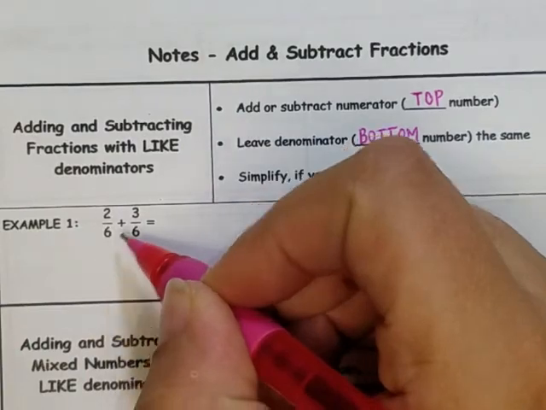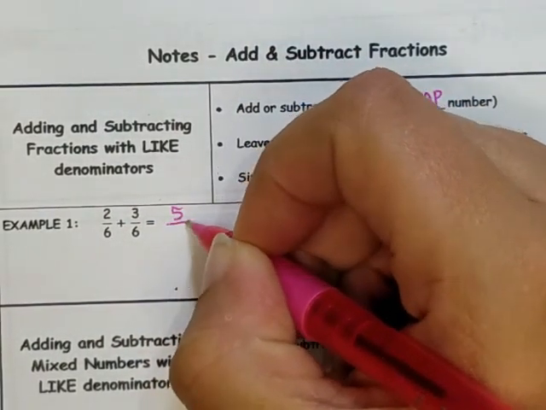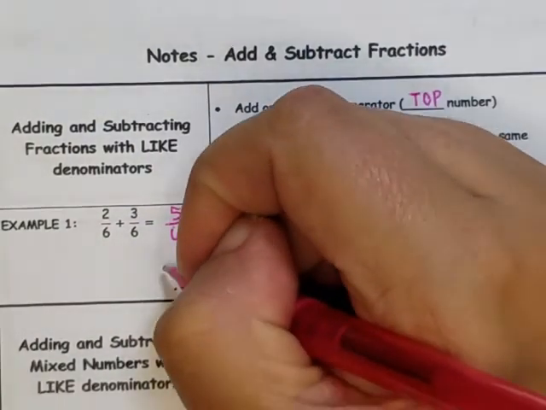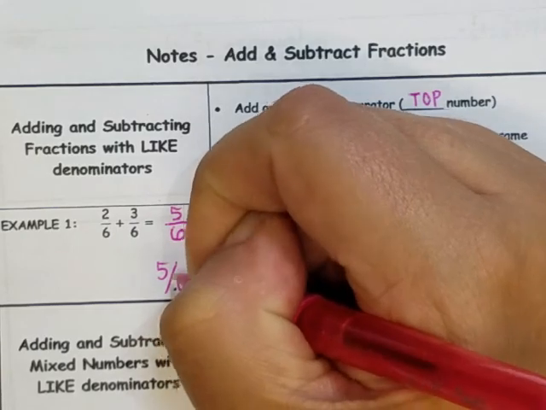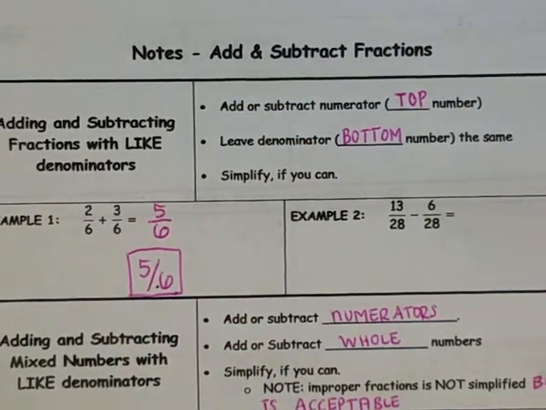So I have 2/6 and I have 3/6, so I have 5/6 total, and that's your answer. And I can't simplify it, so I know that I'm finished.